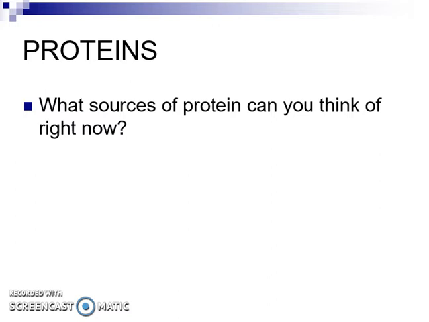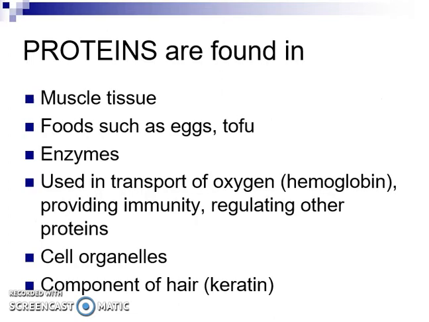Hopefully you're thinking of a nice juicy steak or certain plants like beans, which I know have a lot of protein. Now proteins are found in muscle tissue, foods such as eggs and tofu, and enzymes. They're used to transport oxygen, as in hemoglobin. I don't know if you know what hemoglobin is, but it's a component inside your blood that bonds to oxygen molecules so they can take a nice ride through your body. Proteins also provide immunity and regulate other proteins.